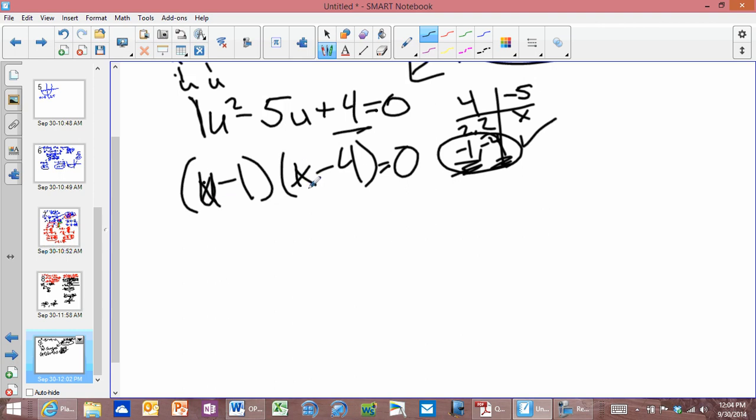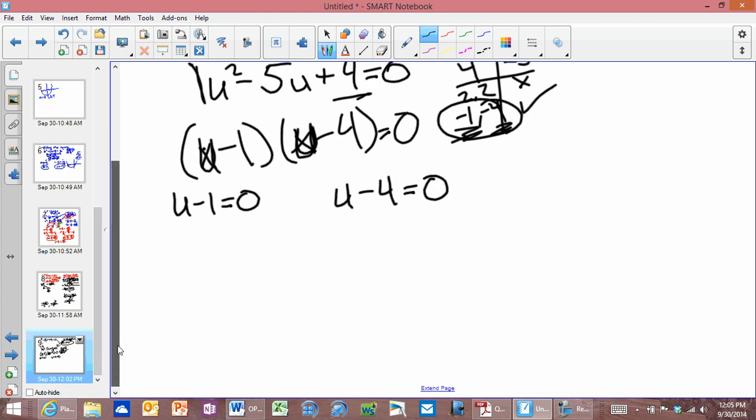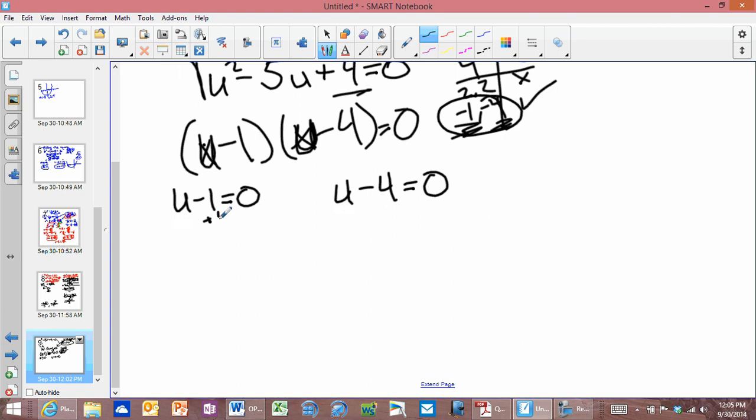These are u's, so you have to actually remember what you're factoring. Then I have u minus 1 equals 0 to use my zero product property, which is not what your book calls it, I'm sorry. And I have u equals 0. So I need to keep solving these. I add 1 to both sides and I get u equals 1. Add 4 to both sides, and I get u equals 4. That's a u.